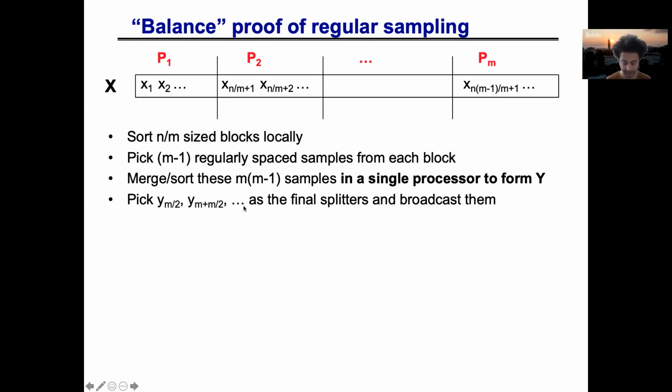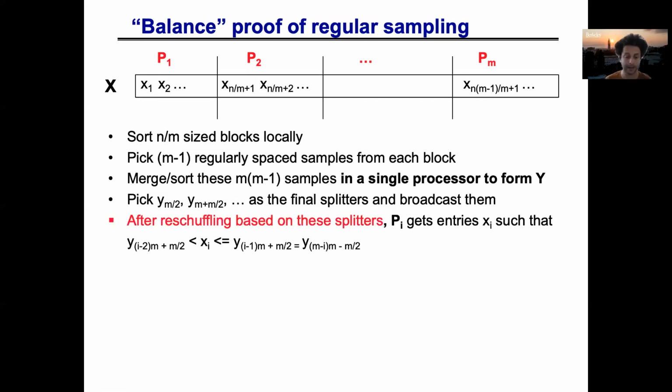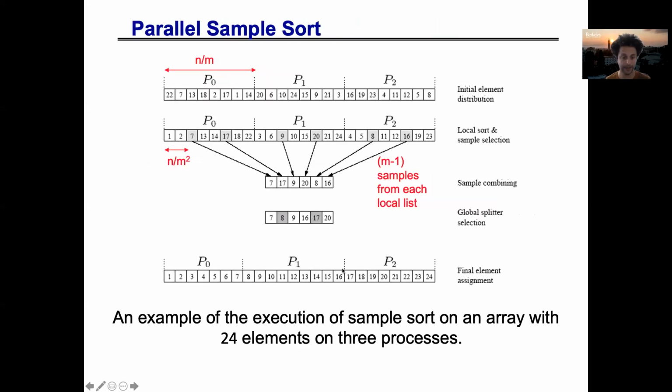Once again, there's no randomization here. I'm regularly sampling from this list. Once I do the reshuffling based on these splitters, I chose these elements, y_{m/2} and y_{m+m/2}, as my final splitters. Those are going to be used to reshuffle my data, which determines what elements go to processor 0, processor 1, and processor 2.